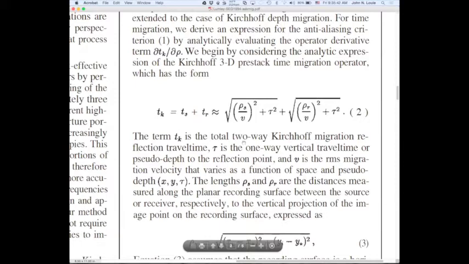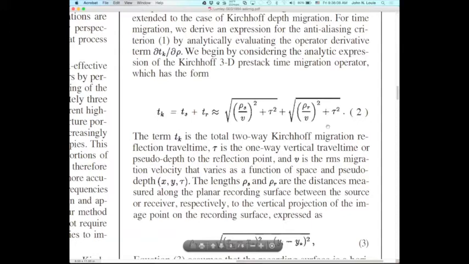The total two-way Kirchhoff migration reflection travel time is the time from the source to the reflector plus the time from the reflector to the receiver, okay. And this is just writing down here the hypotenuses of those triangles, okay, for T_S and T_R, okay.